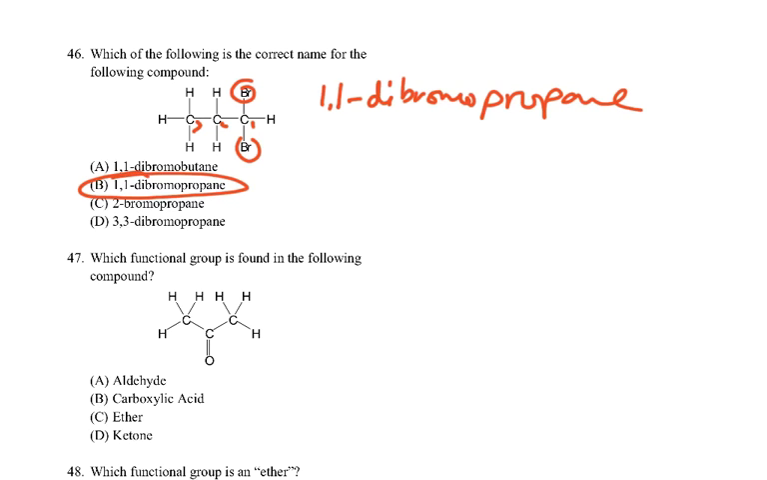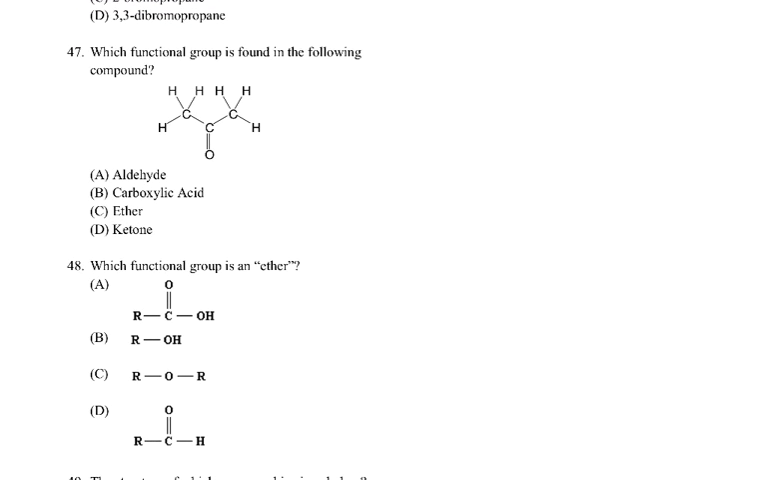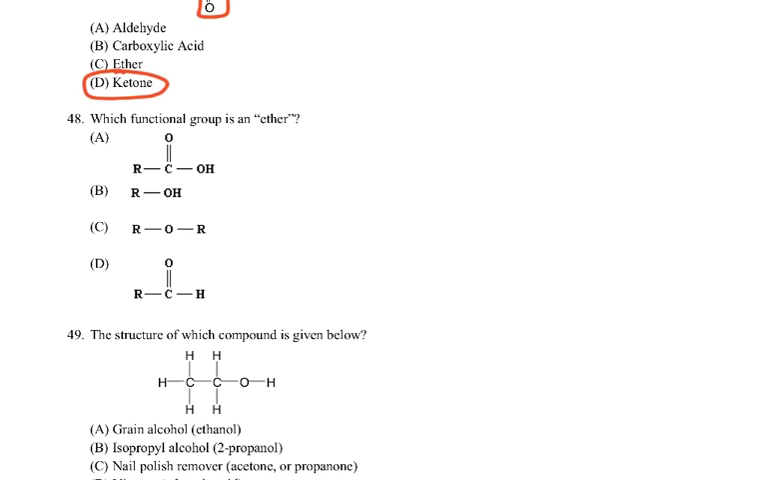Answer B. And this guy here, which functional group is found in the following compound? We got a C double bond O in between other carbons. So it's not an aldehyde, that's a ketone. And that's the right answer. 48. Which of these is an ether? Ether is oxygen between 2 other sets of carbons, so that would be answer C.